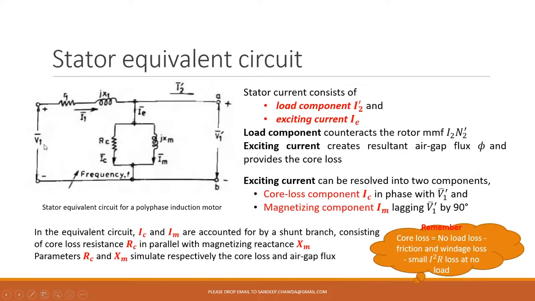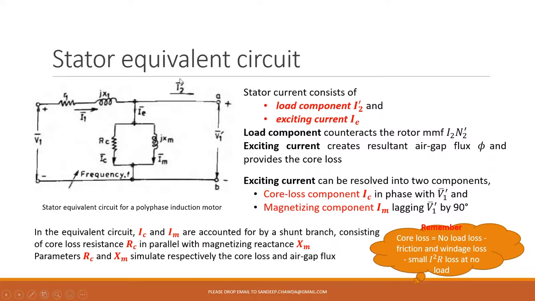Now we know that the stator current has to supply the load, as well as the flux and the losses. There will be an exciting current, and there will be the load current. So basically the stator current consists of two components. One will be your load component, I2 dash. So till here we have shown I1.